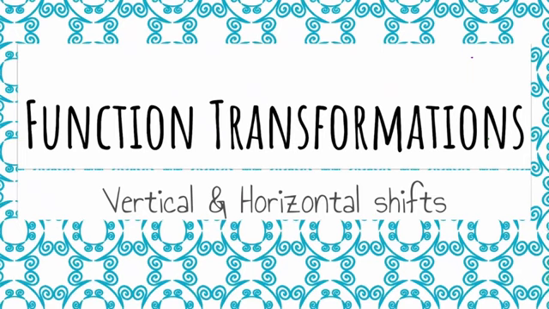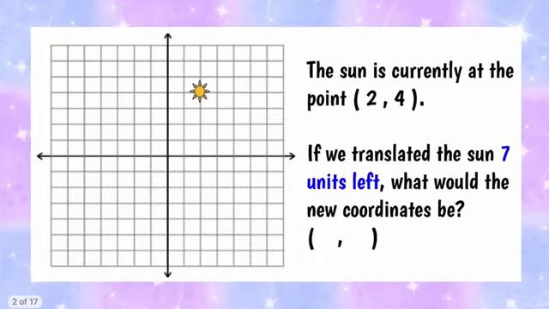Hello and welcome back. Today we're going to continue our discussion of function transformations, only this time we are going to do vertical and horizontal shifts. Let's look at our sun. Right now the sun is at the point (2, 4), the x value is 2, and the y value is 4. I am going to translate my sun 7 units left.